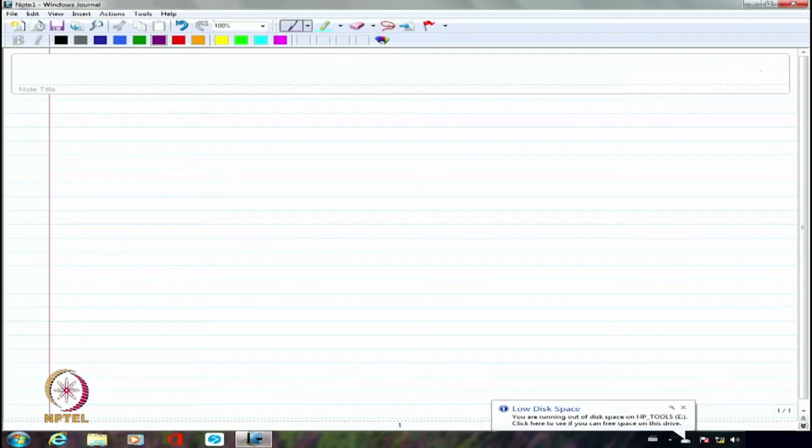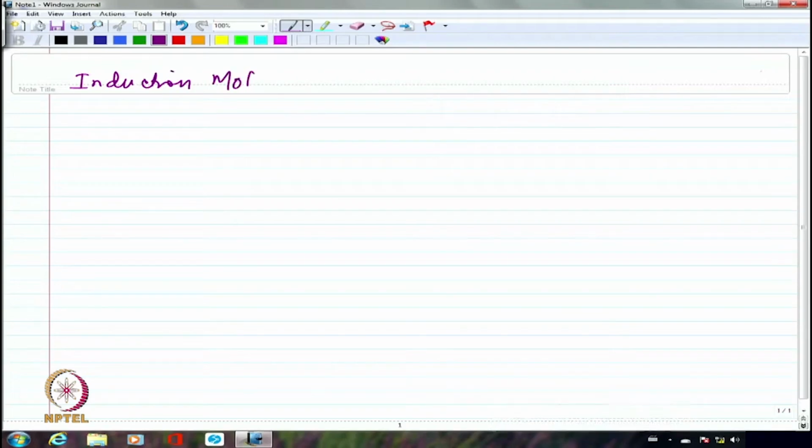Let's now start on the induction motors. I'll try to recall what we did earlier. We basically looked at the constructional features of the induction motor. We looked at the principle of operation of the induction motor, before which we said what a revolving magnetic field is and how it is created.